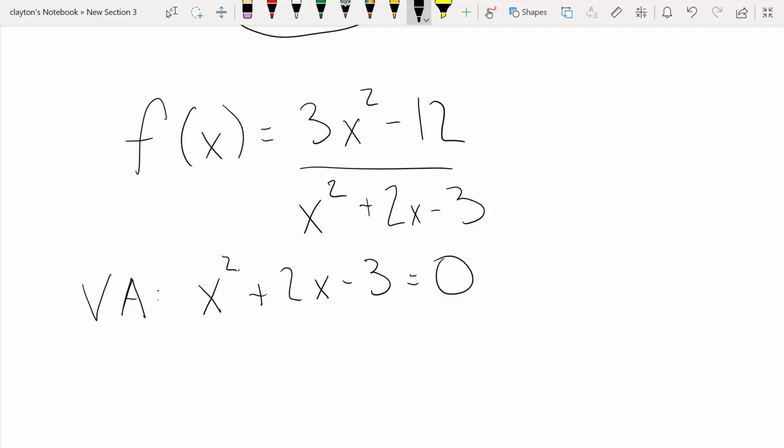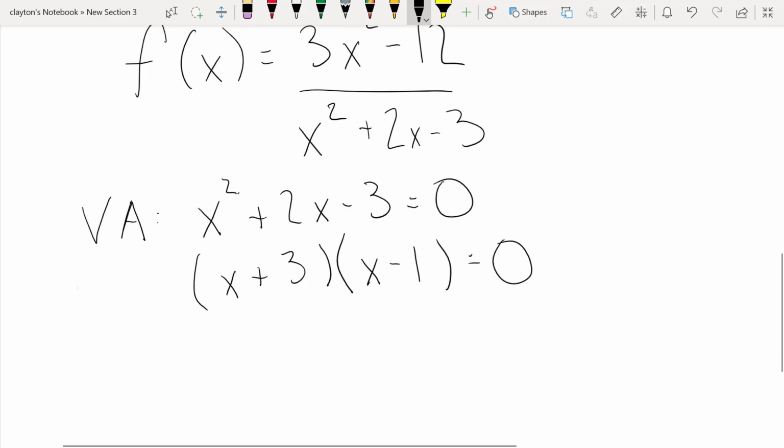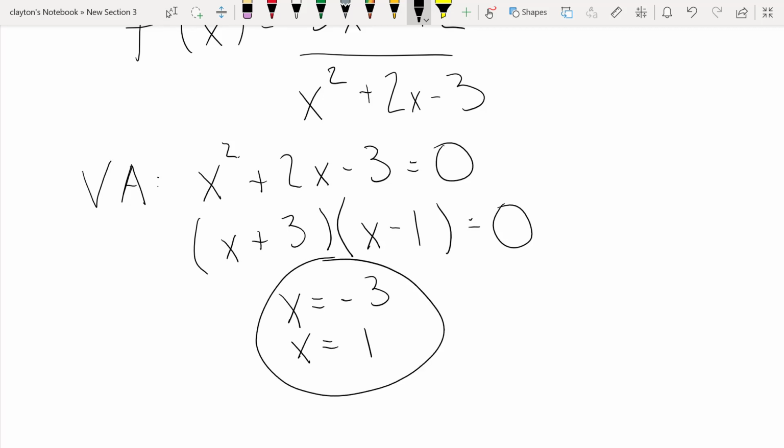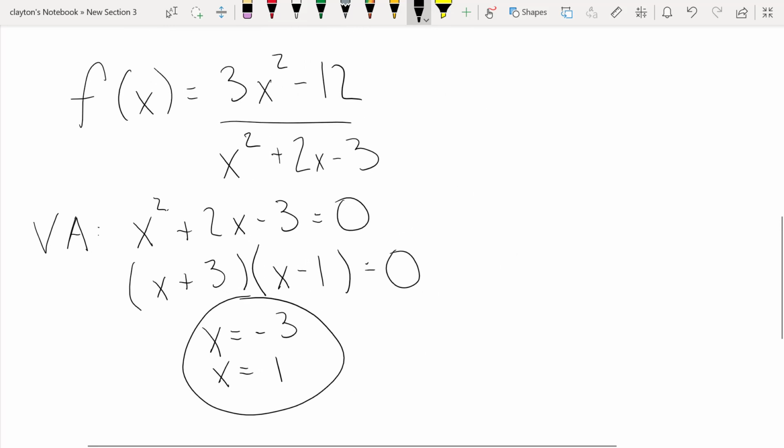In this case, the algebra that we need here is to be able to factor. I need two numbers that multiply to be -3, and they add up to be a +2, in which case I need a +3 and a -1. And be careful, because we set each one of these pieces individually equal to 0, which means I get x is equal to -3 and x is equal to +1. So I have two vertical asymptotes.